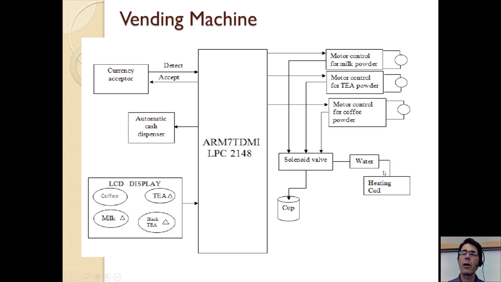There's a heating coil associated with the water, so there's some temperature control there. Then there are solenoids depending on what type of drink is ordered: coffee powder, tea powder, milk powder, and then of course the user's display. So moving parts, electronic control, programmable control in the middle of everything, and a user interface. And there it is. That's another mechatronic system.